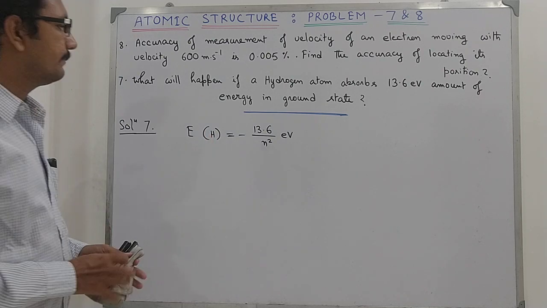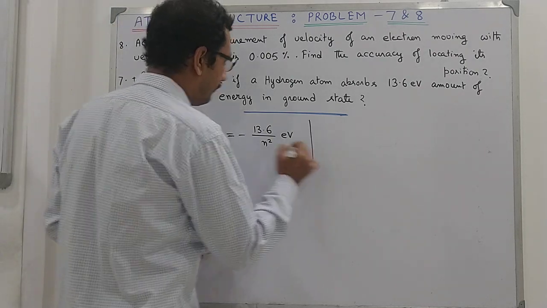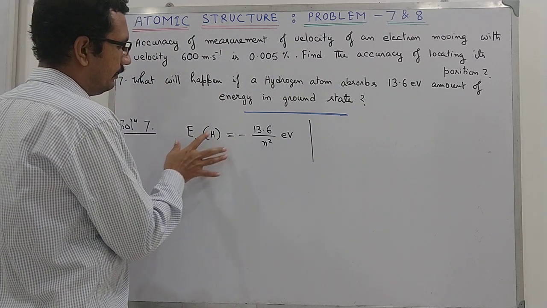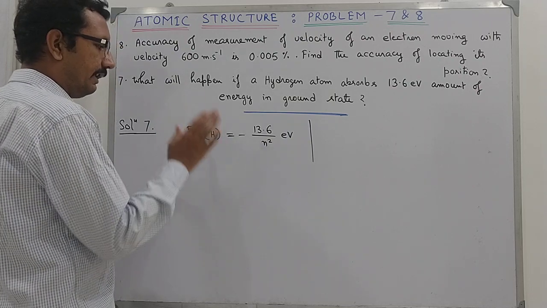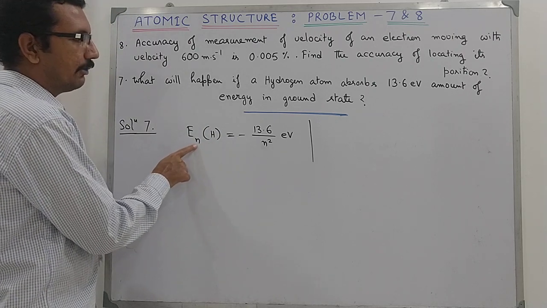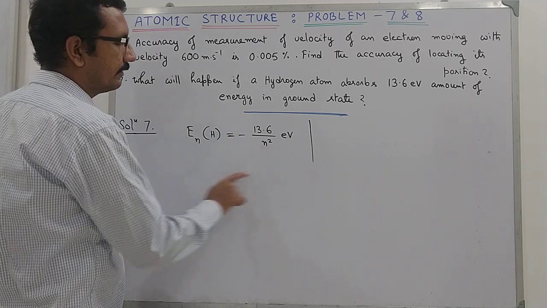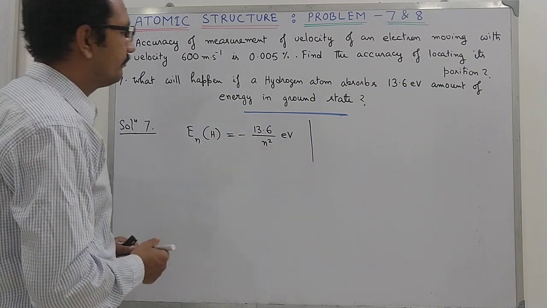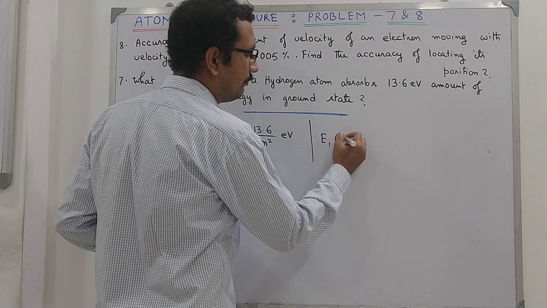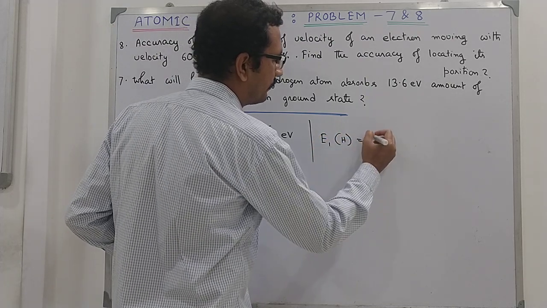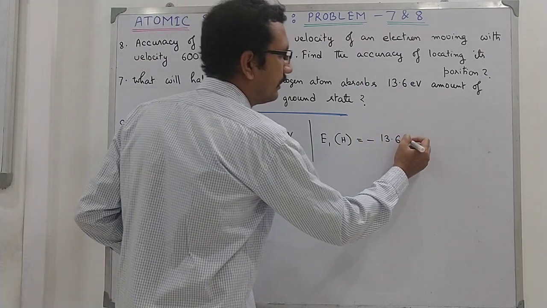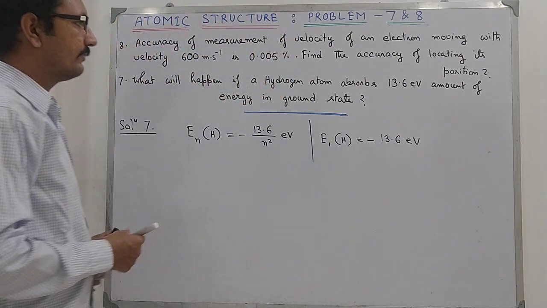This is for the nth orbit, that is, the energy of an electron of a hydrogen atom revolving in the nth orbit is given by this expression. This is a result of Bohr's theory. And for the ground state of the electron, we will have E1H equals to minus 13.6 by n square, that is 1 square. It will give us this value.